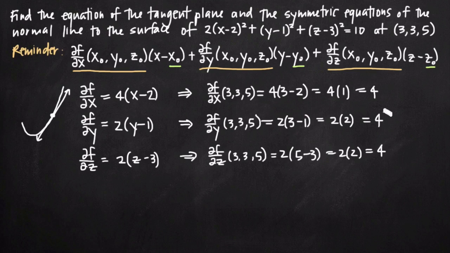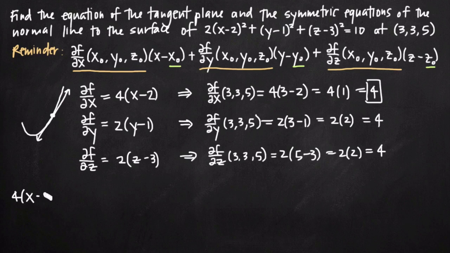Okay, so we found each of these values here, each of the partial derivatives evaluated at the given point. So now we can find the equation of the tangent plane. The equation of the tangent plane is going to be our partial derivative with respect to x evaluated at the given point, which we know here is 4. So we're going to get 4 times x minus x sub 0.